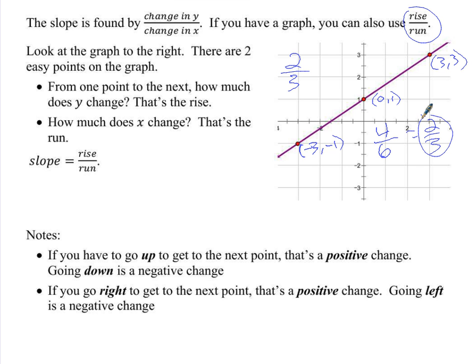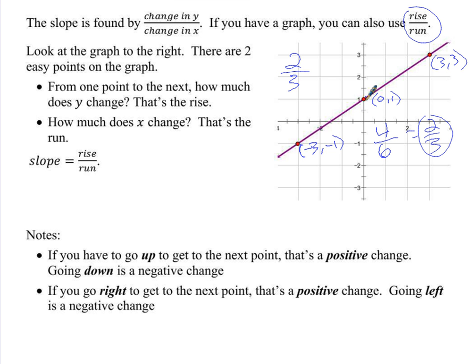We get the exact same answer. So it makes no difference which points you pick. As long as they're easy points and you do rise over run correctly, you're going to get the same answer. There's another combination of points we could have picked. This one going to this one. Here I'm going up 2, and then I'm going to the right 3. 2 over 3 again, 2/3. Okay? It makes no difference.